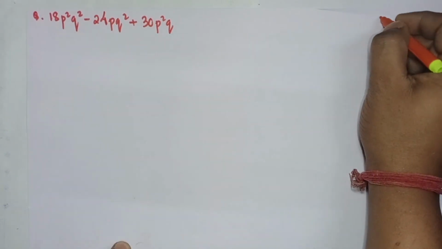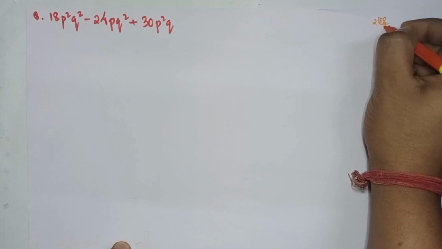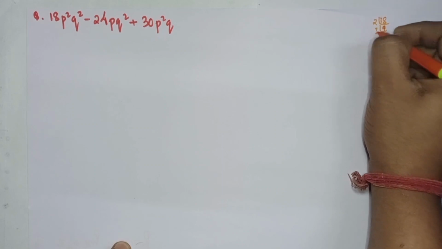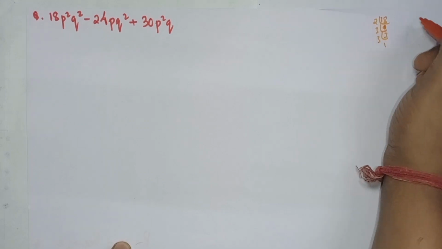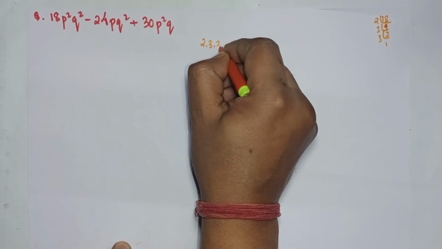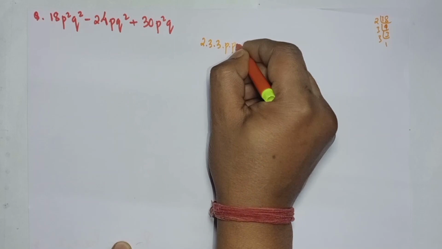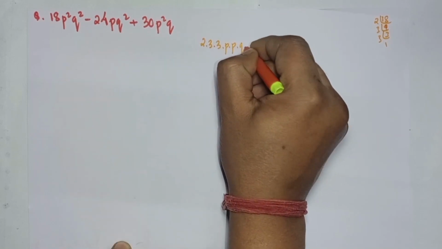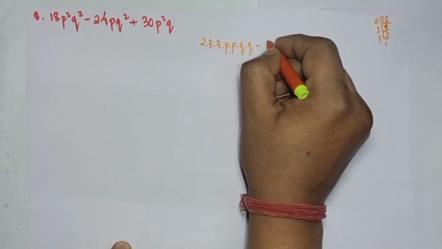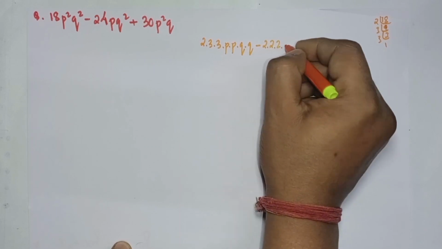So we have 18, so the factors will be, obviously 2 9s are 18, 3 3s are 9. So this 18 I can write as 2, 3, 3. Yeah, next we have p², so p² I can write as p into p. Next we have q², so I can write q into q, minus 24. What can I write, 2 2s are 4, 4 2s are 8, 8 3s are 24.